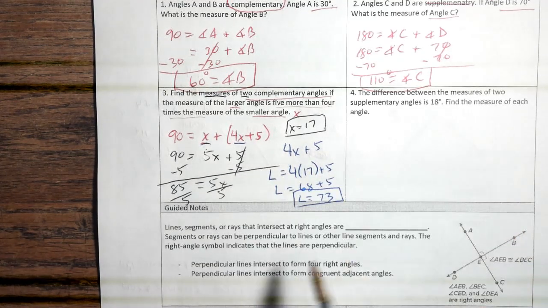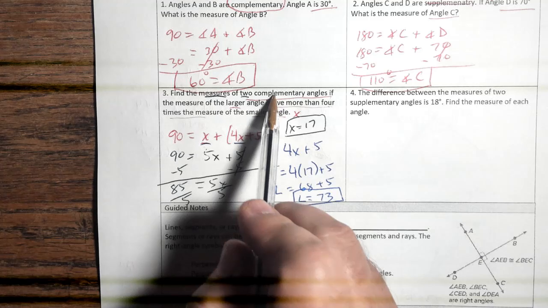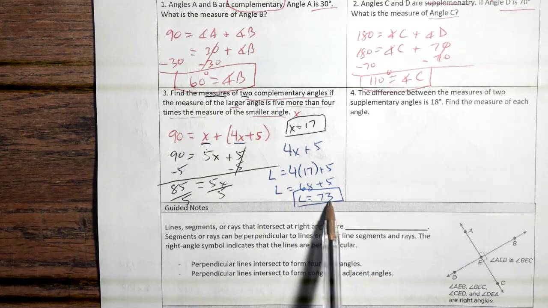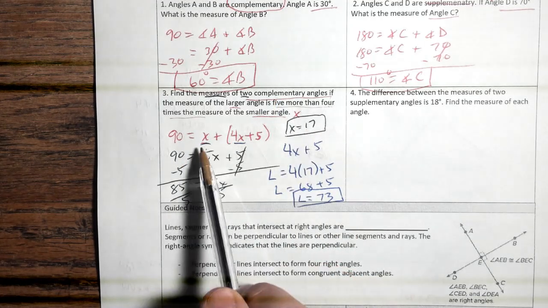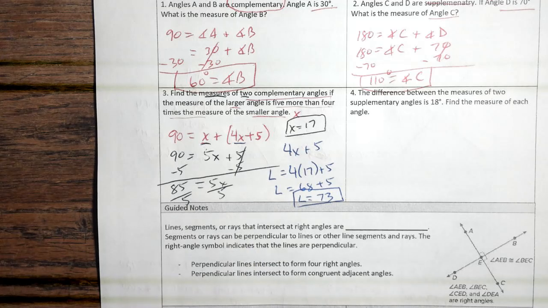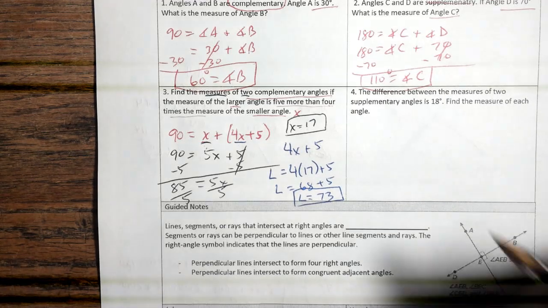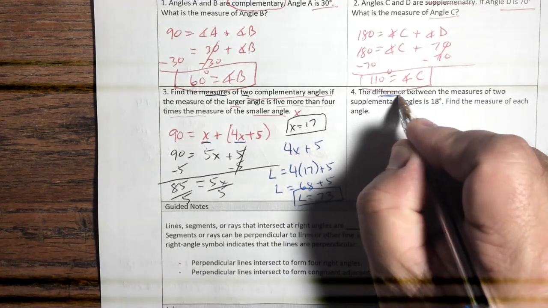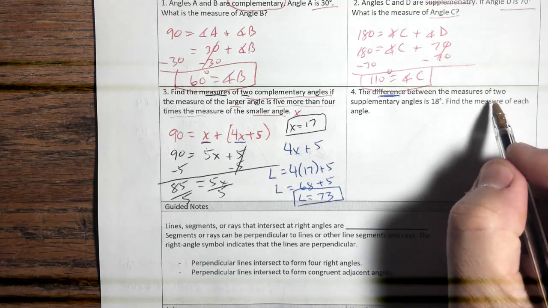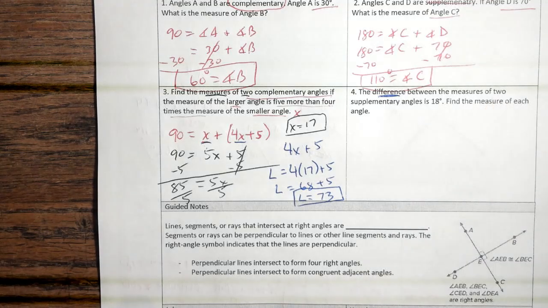Now we can check our work. We know that two complementary angles will equal 90. 73 plus 17 equals 90. So we're good to go here. Now number 4. Pause the video. See what you can do. So the difference. Well, I'll pause the video and we'll do it all at one time instead of me trying to help and then picking it back up.